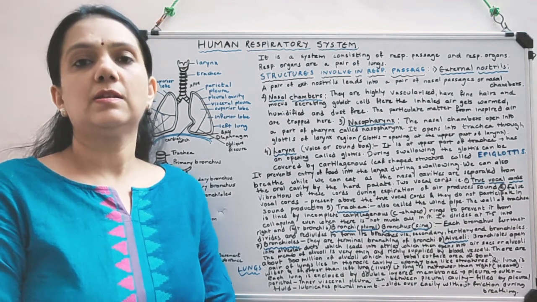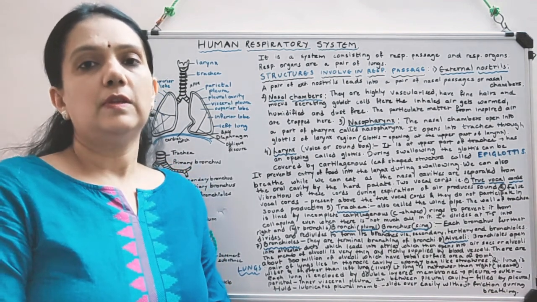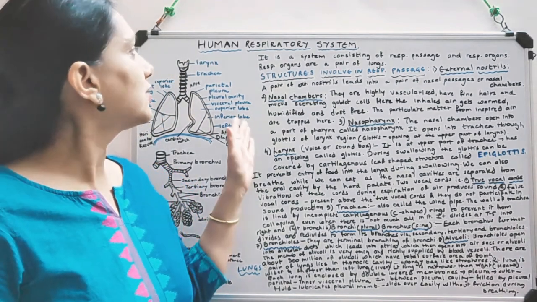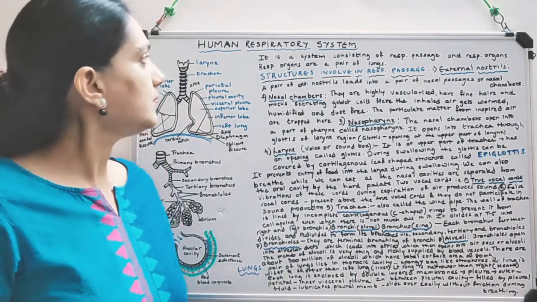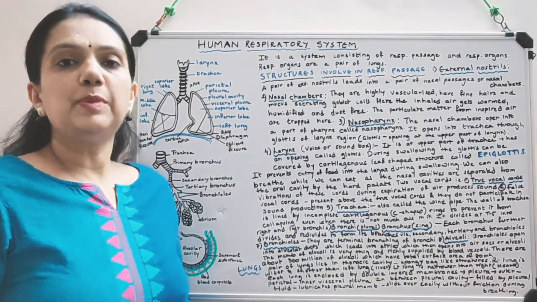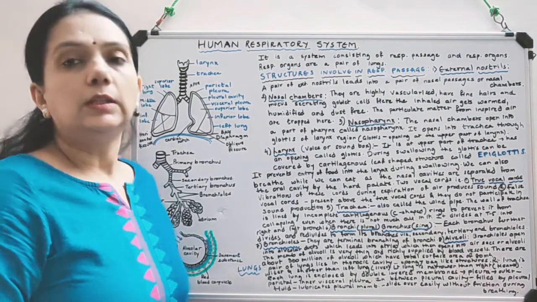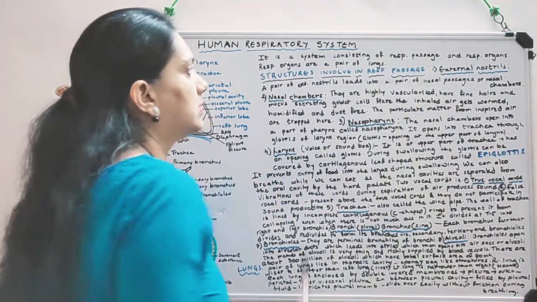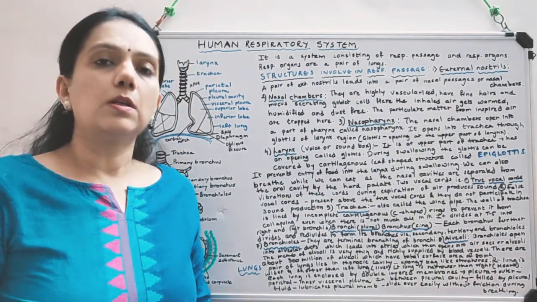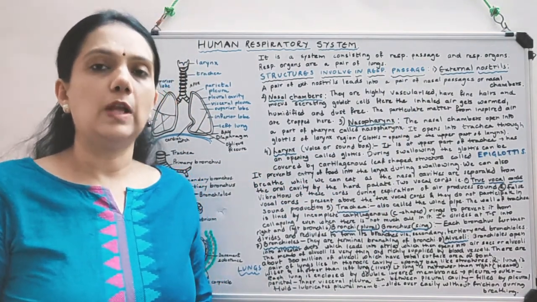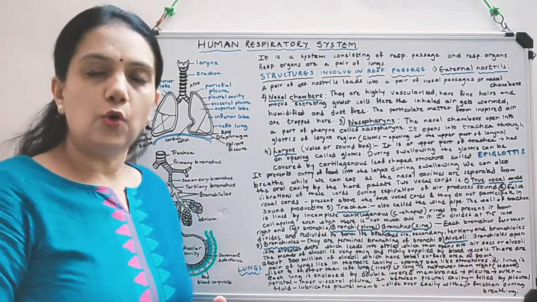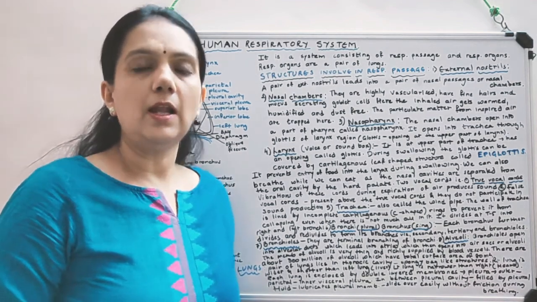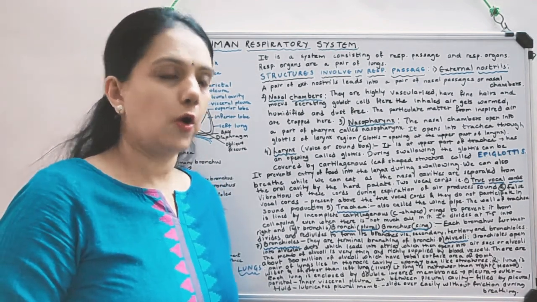Hello students. Now in the series on the respiratory system, we will take up the structure of the respiratory system. The human respiratory system consists of the respiratory passage and the respiratory organs, and the respiratory organs are a pair of lungs. So we study the whole system. You can divide it into two: one is the passage and another is the respiratory organ.